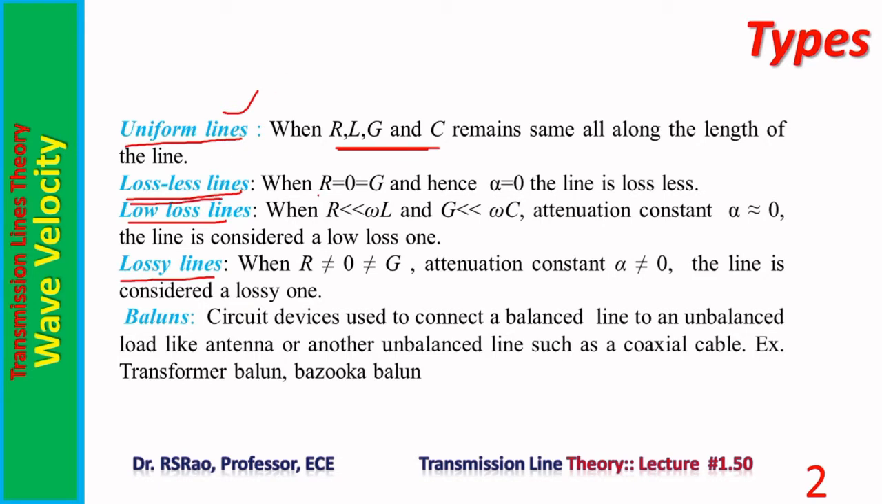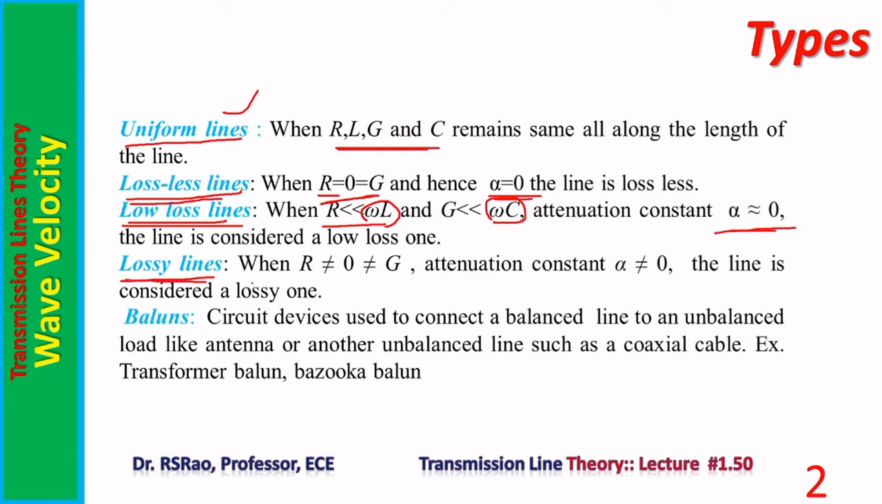Lossless lines: when R and G both are zero simultaneously, then that line is called a lossless line. In case of lossless lines, alpha, that is the attenuation constant, the real part of the propagation constant, is 0. Low loss lines: when R, resistance, is small when compared to omega L and G is very, very small when compared to omega C, then that line is called a low loss line. All lines working at microwave frequencies or high frequencies can be considered as low loss lines. For these lines, alpha is nearly 0. Not exactly 0, but it is very small.